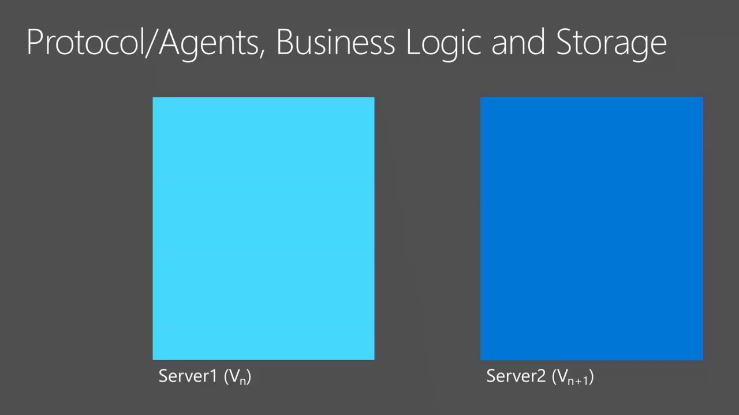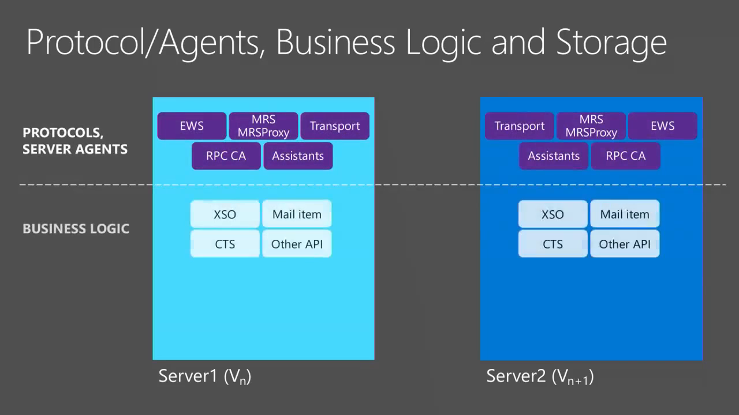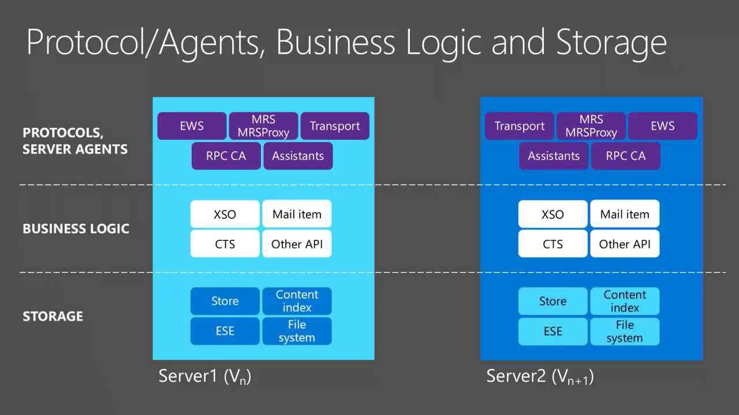So historically, if you think about Exchange, you can break down its different elements into 3 layers or 3 stacks. You've got your protocols and your server agents up at the top. You've got your middle tier business logic in the middle. And you've got the storage with the indexing and the extensible storage engine and so forth at the bottom.